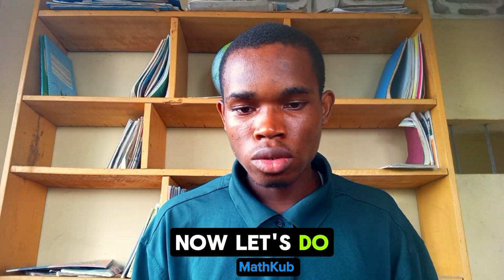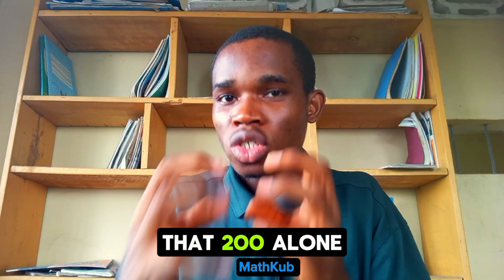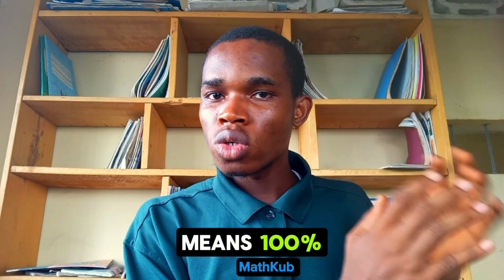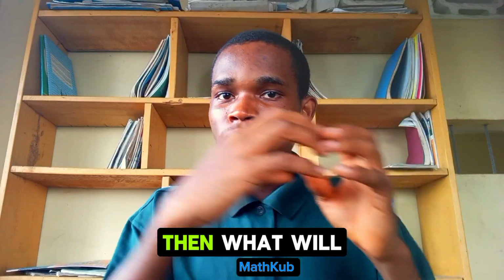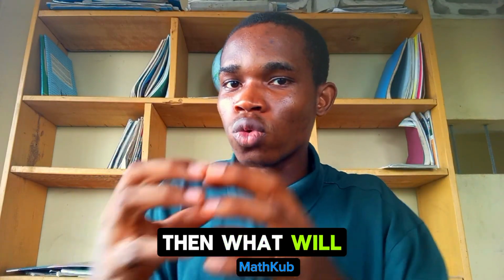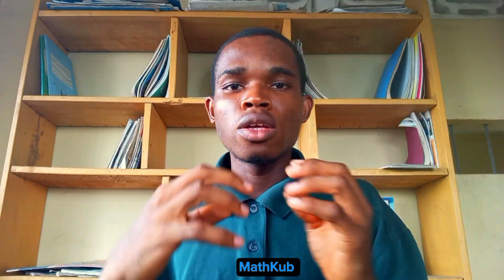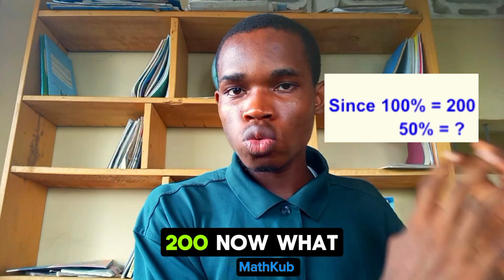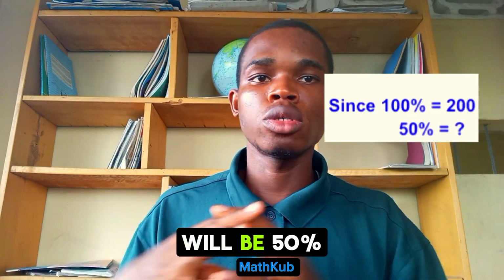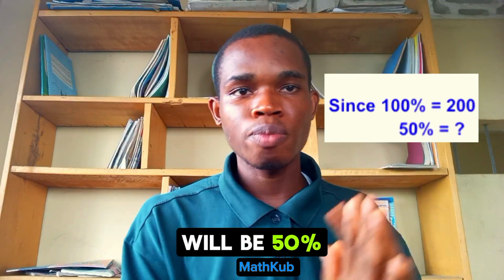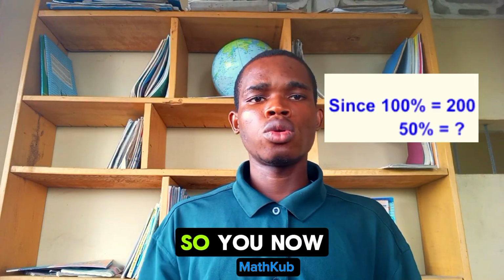Now let's do this. 50% of 200. 50% of 200 means what? That 200 alone means 100%. Then what will make 50%? Or let's come back again. If 100% is 200, now what will be 50%? Do you understand? So you now do what?